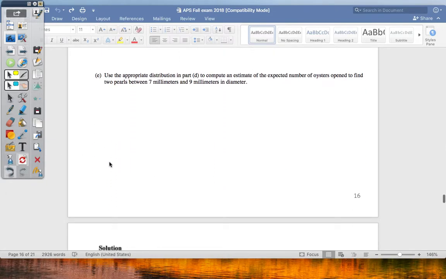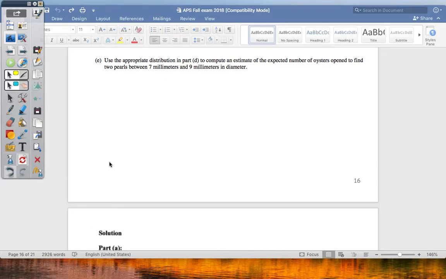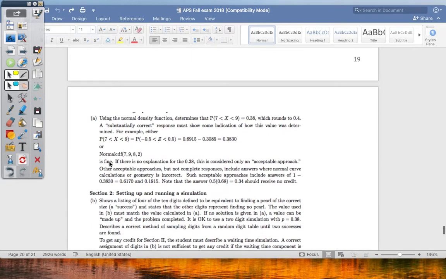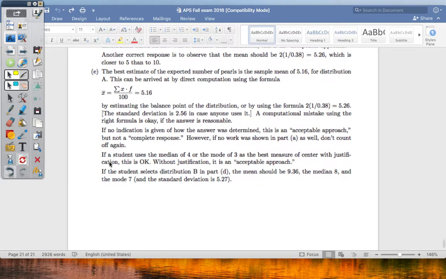Okay. E says use the appropriate distribution in part D to compute an estimate of the expected number of oysters open to find 2 pearls in the diameter. Okay. Again, you're going to take the sum of the x values, and you'll see by estimating, we're just estimating this balance point. We'll use this formula 5.26, and again, you'll see the expected number of the sample mean is 5.16.